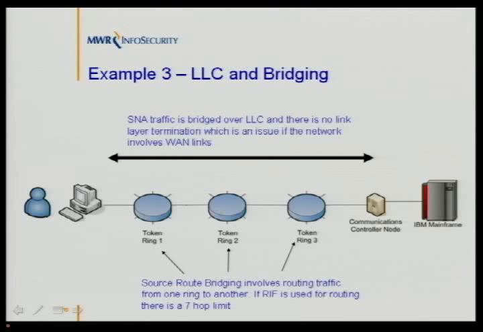If we actually did source route bridging, we could use the RIF flag associated with token ring to route the traffic between rings on the network. However, this again imposed a limit. 7 hops is all that is possible to fit into the RIF field. So with all these problems, we needed a better solution.